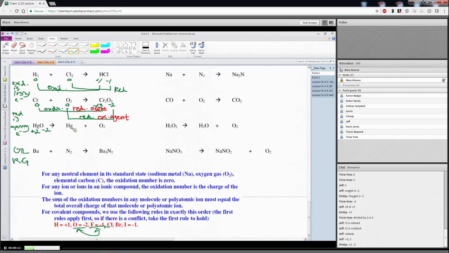On the right-hand side, what's the oxidation number of this mercury? Perfect. And this oxygen? Perfect. So the mercury goes from +2 to 0, and the oxygen went from -2 to 0. So what was oxidized and what was reduced?